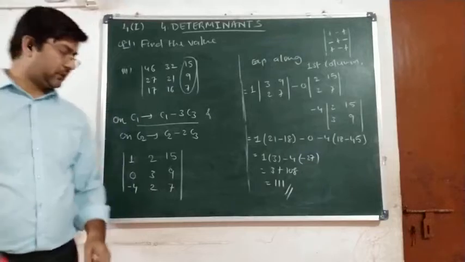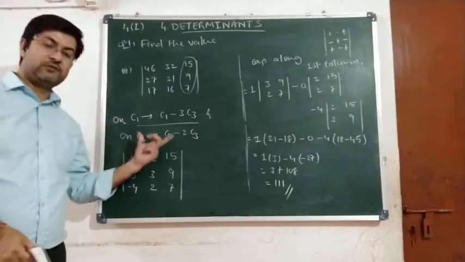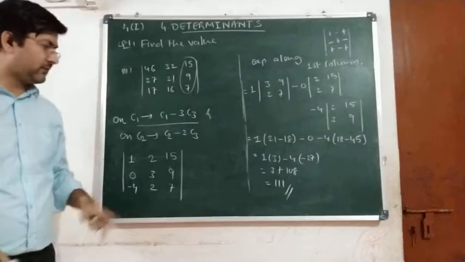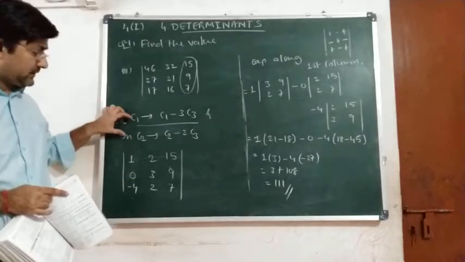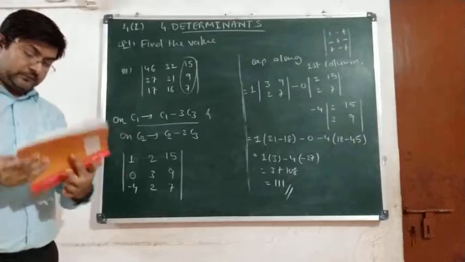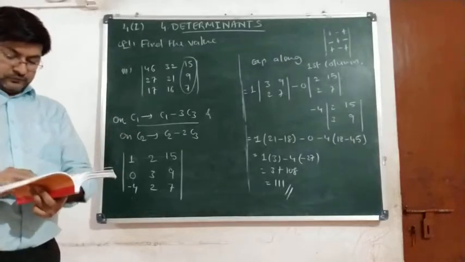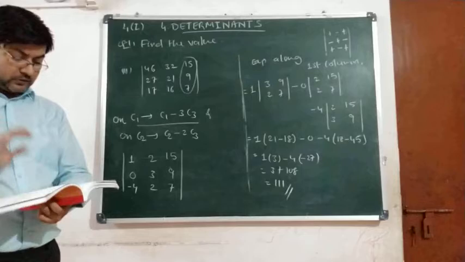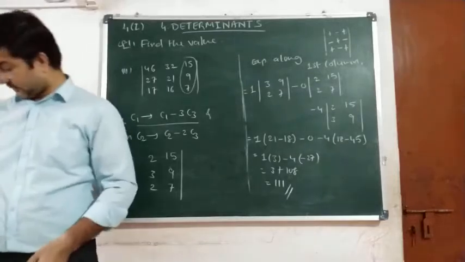I hope you have understood this operation. Since such operations will be carried out in almost each and every question, you must understand this step. This is a very important step. So we have simplified number 3. Now let us solve number 4.